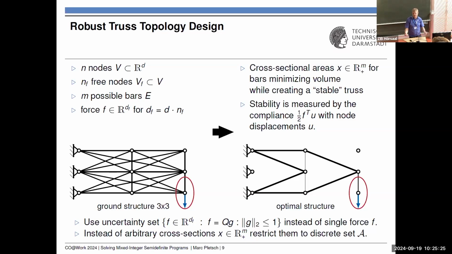Okay, so, and what we want to do now, we want to design the truss such that it can withstand every force in this set. So every force in this ellipsoid. Also, if you push it up, it should not break. And then, of course, what we can also do, we can add integrality constraints, namely we can choose the cross-sectional areas not just arbitrarily, but from a discrete set, namely if you want to buy the trusses in a shop, then you will only get them in certain sizes, and so we want to make that discrete.